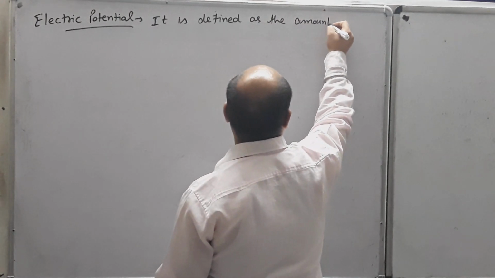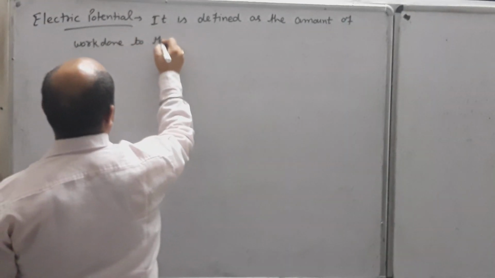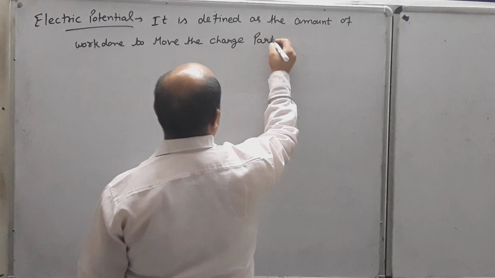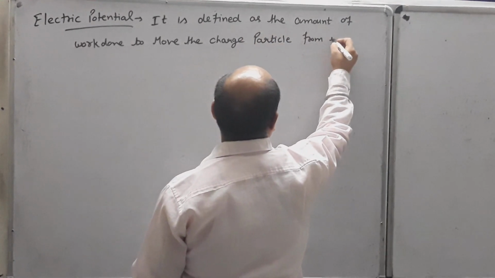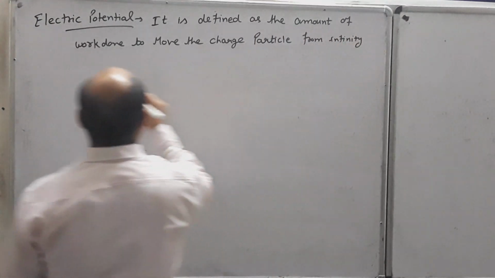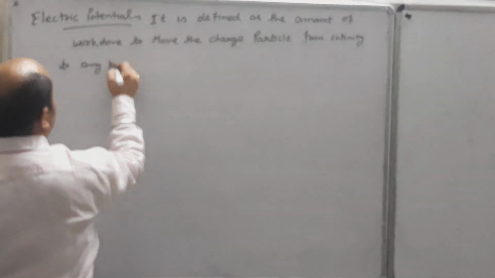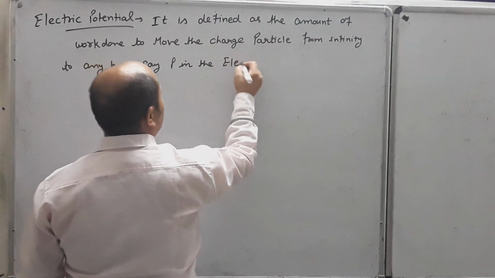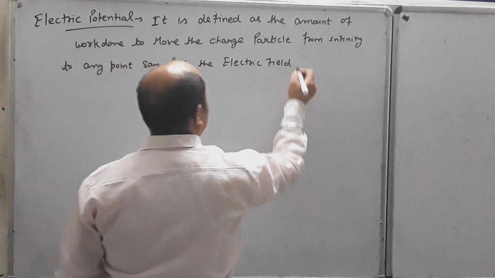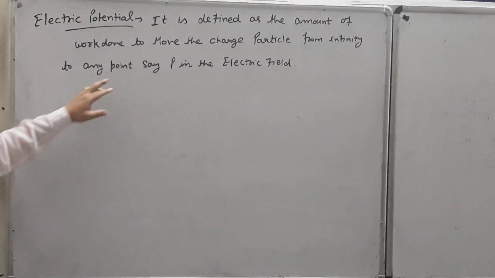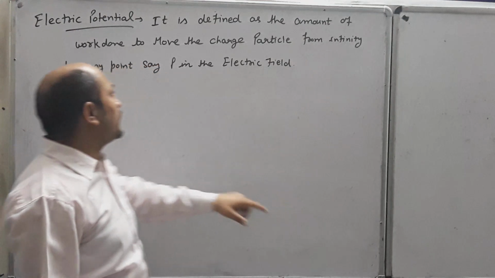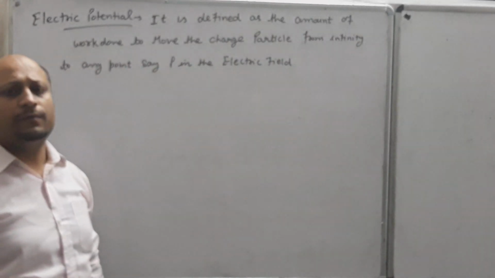It is defined as the amount of work done to move the charged particle from infinity to any point, say P, in the electric field. Now what is electric potential? It is defined as the amount of work done to move the charged particle from infinity to any point, say P, in the electric field.